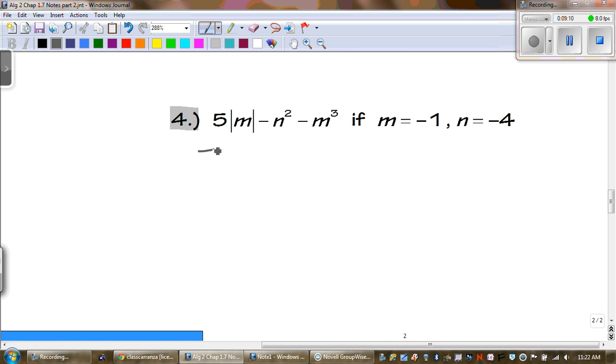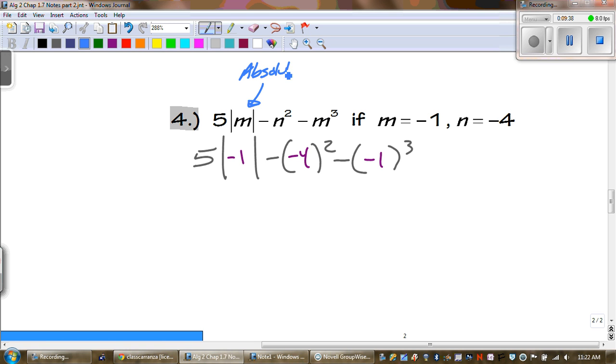Okay, so we have to plug in. Okay, m equals -1. And then n is -4. So we have to do inside the parentheses first, and the only thing that's really inside is the absolute value. Okay, so remember that that is the absolute value, and it makes all things positive. So the absolute value of -1 is 1.